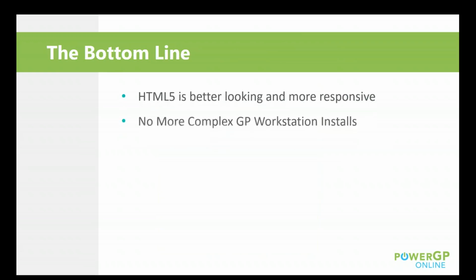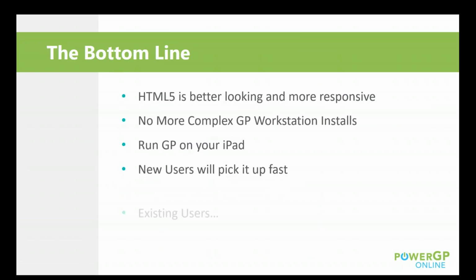So the bottom line of what we're talking about today: HTML looks better, it's more responsive. When you have a new user or you get a new workstation, there's nothing that has to be installed to get GP to run. You could pick whatever browser makes you happy. It doesn't have to be Edge or Explorer. It could be Firefox, it could be Chrome, whatever makes you happy. On my iPad, just for fun, I like to use Puffin just because I think it's a fun name. So you could use whatever you want to use. You could work on your iPad. New users are going to feel very comfortable and pick it up fast.